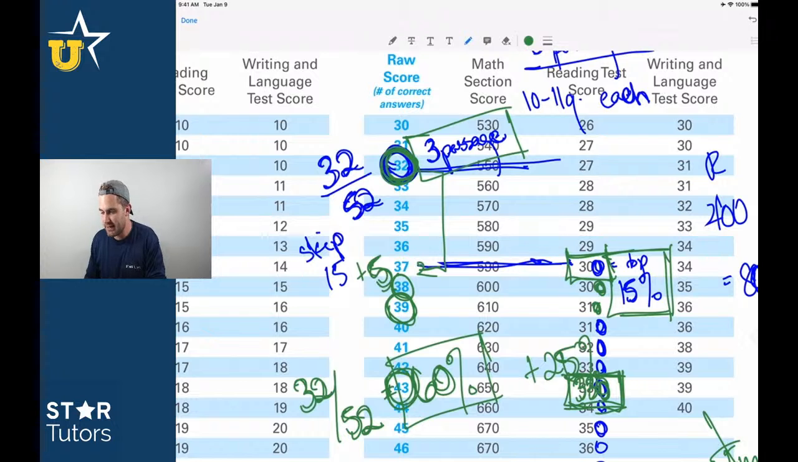Does that make sense, guys? Any other questions related to this? Any other questions at all before we move on to the individual sections of the test?